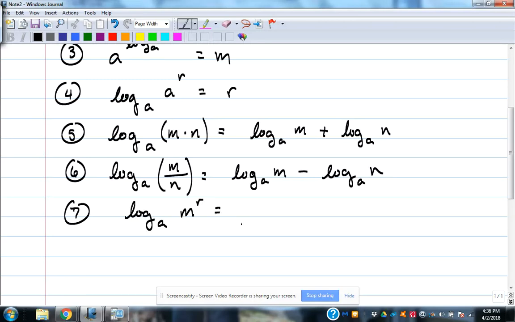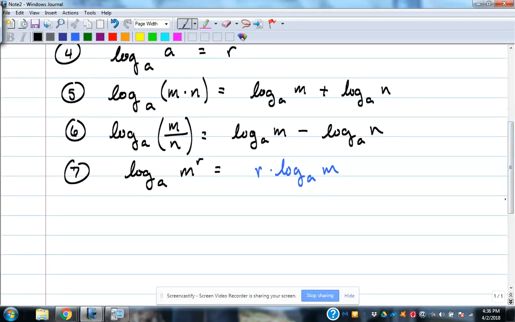Here we have log base a of something to a power, an exponent. That r is an exponent there. The property allows us to pull that r down to the front and make it r times log base a of m. Instead of having an exponent, we can pull that down to the front and make it a multiplication problem, which is easier to undo. That's kind of the idea here. These properties allow us to undo things a little easier.